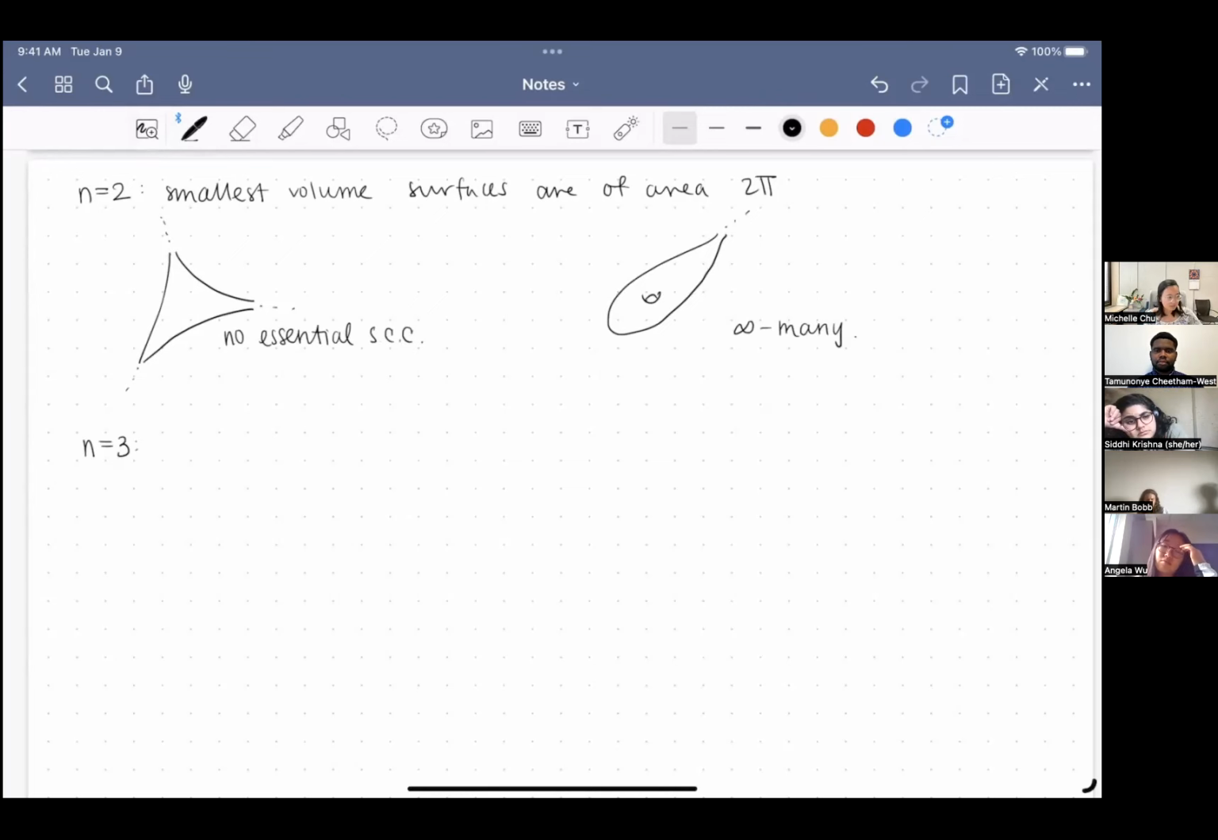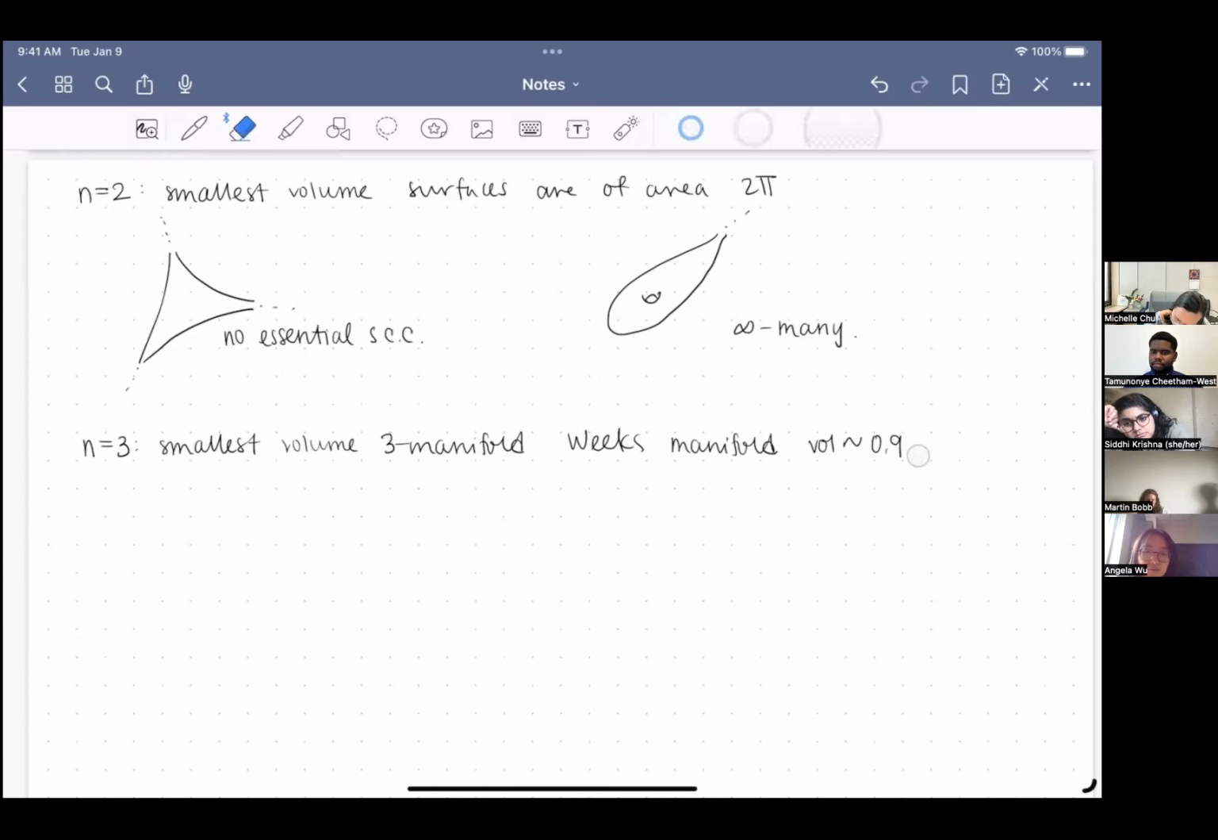Okay. So if we now think in dimension 3 about what is the smallest volume 3-manifold, then this is what is called the Weeks manifold. So this is a manifold that has been studied for a long time. It has volume somewhere around 0.94. And this manifold is small, and small is another way to say that it has no essential surfaces. So there's just no essential surfaces at all. And in particular, it's not going to have any essential surfaces that are totally geodesic.